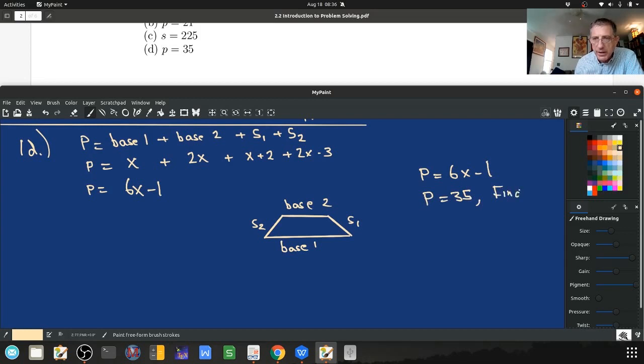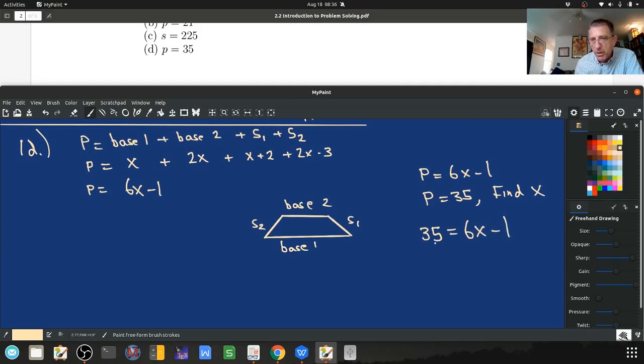Find x. So in other words, this is a formula that relates the perimeter of a specific type of trapezoid with the lengths of its side. And we're given that P is equal to 35, find x. This is really, really common. So we're going to solve. I first let P equal to 35, and then I just write the equation down, and I'm solving for x.